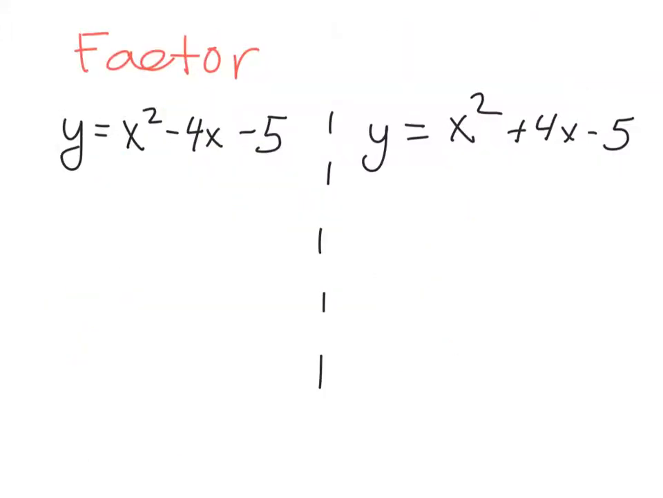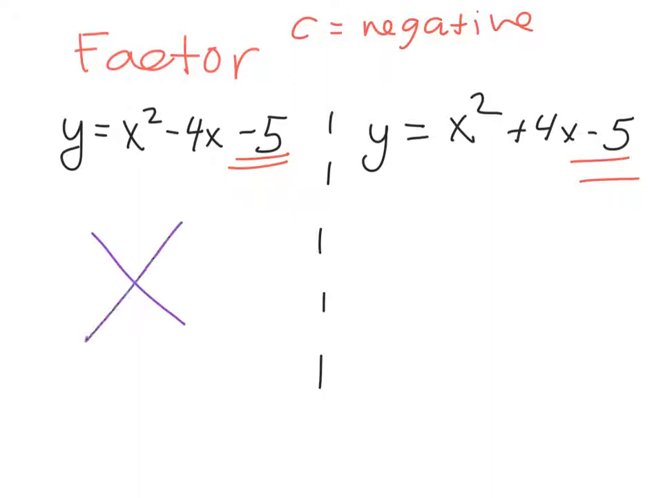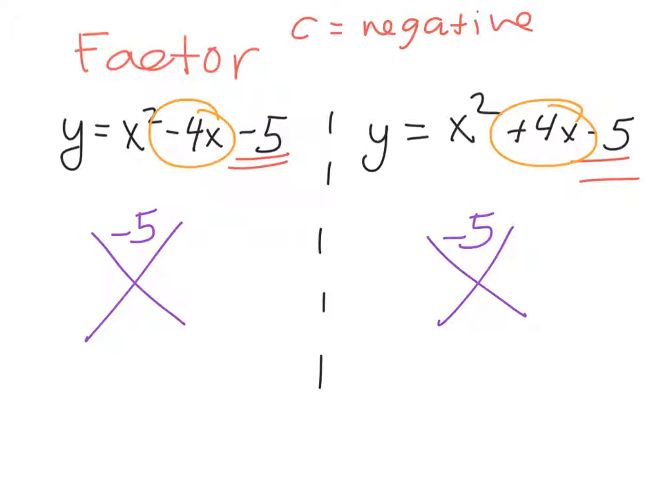Now in these examples, we can see that we're trying to factor two quadratics, but our c value is negative. So our c value here is negative 5. In both of these examples, we're going to be looking for numbers that multiply to be negative 5. Now the difference in these examples is that their b values are different. On the left side here, I want those numbers to add to negative 4, and on the right side, I want them to add to positive 4.